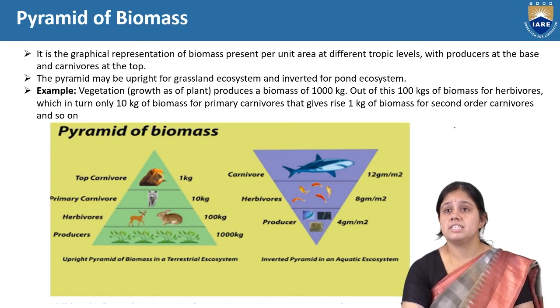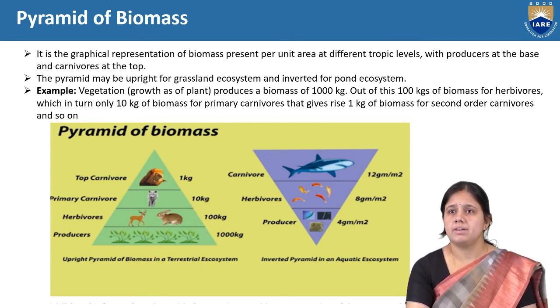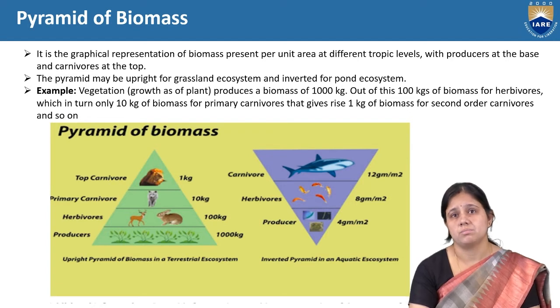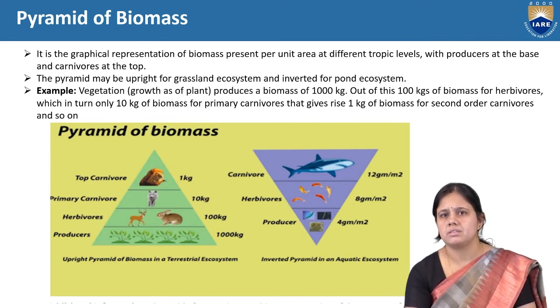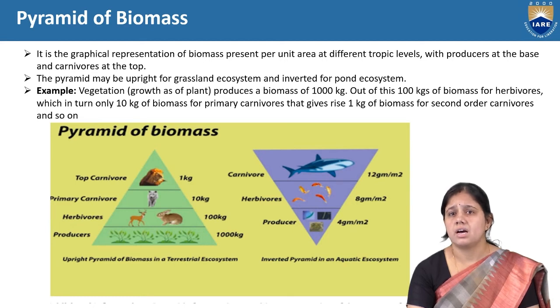But we'll study the shape of the pyramid in the case of biomass. The pyramid may be upright for grassland, and inverted for the pond ecosystem. The pyramid of biomass in the case of a terrestrial ecosystem or a grassland ecosystem is always upright. You can see in the picture that the producers occupy the lower part of the pyramid, and they are the trees and all these things. The herbivores are on the second level, the rabbit and deer and all. Primary carnivores are the fox, which occupy the next trophic level, and the top carnivore is the tiger. They take the apex of the pyramid.